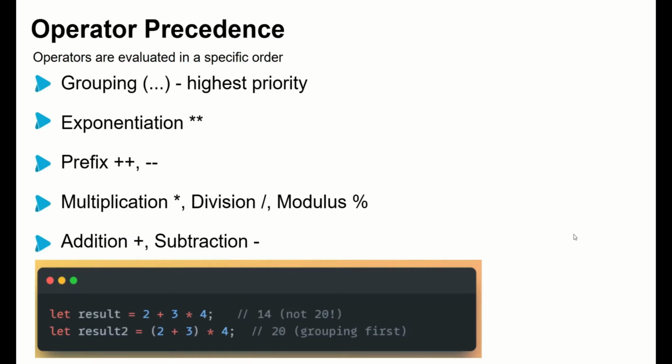For this example, we have let results, which is 2 plus 3 times 4, and we have results2, which is 2 plus 3 in brackets, times 4. With the first one, the expression 3 times 4 is going to be given the highest priority because it has the multiplication sign. And then we add 2 to the result of that expression. So 3 times 4 is 12, and 12 plus 2 is 14. So we have 14 as the result. For results2, the expression in the brackets is going to be evaluated first. So 2 plus 3, we have 5. And then 5 times 4, we have 20.